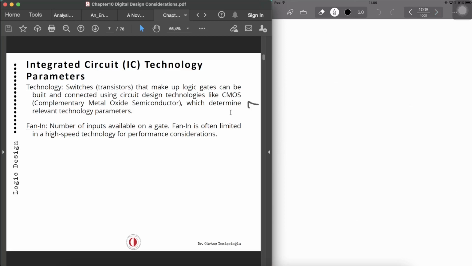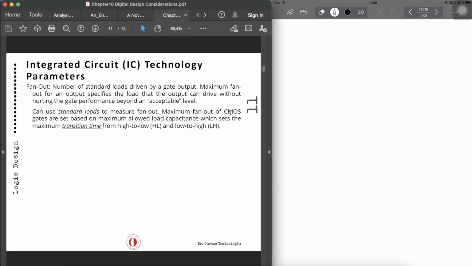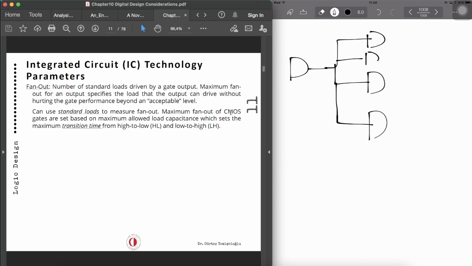Now, another metric is the fan out. So the fan out is, okay, we have got a gate again, and there are some other gates or maybe some other lines that this gate has to drive. This gate output has to drive all other gates. Now, when you think about it, this is actually forming a load capacitance at the input of each of these gates, right?